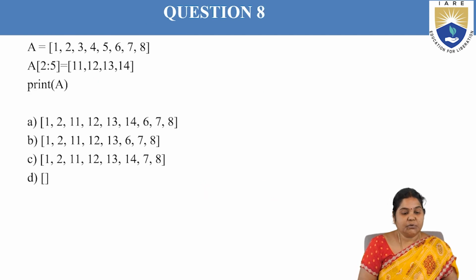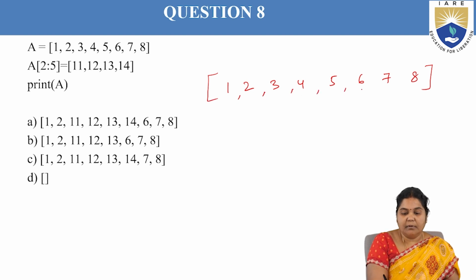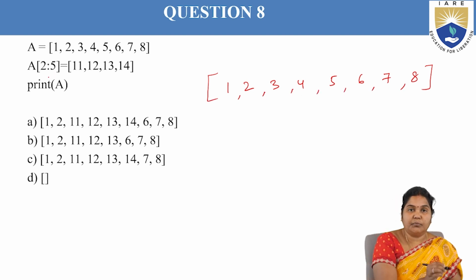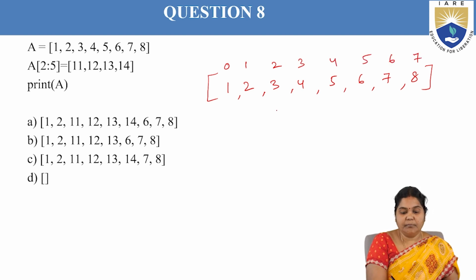Now, in the next question, we have a list containing 1 to 8. Let us write down the list: 1, 2, 3, 4, 5, 6, 7 and 8. Now, in this, from 2 colon 5, let me write down the index numbers 0, 1, 2, 3, 4, 5, 6 and 7. From 2 to 5 means 2, 3, 4.